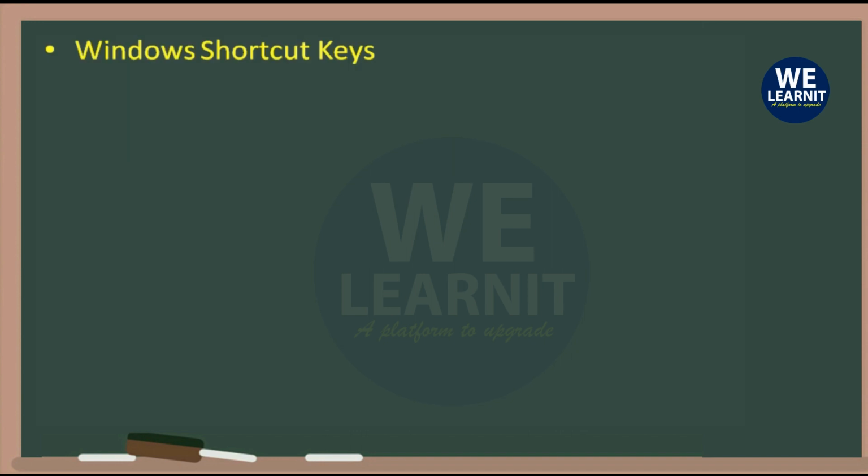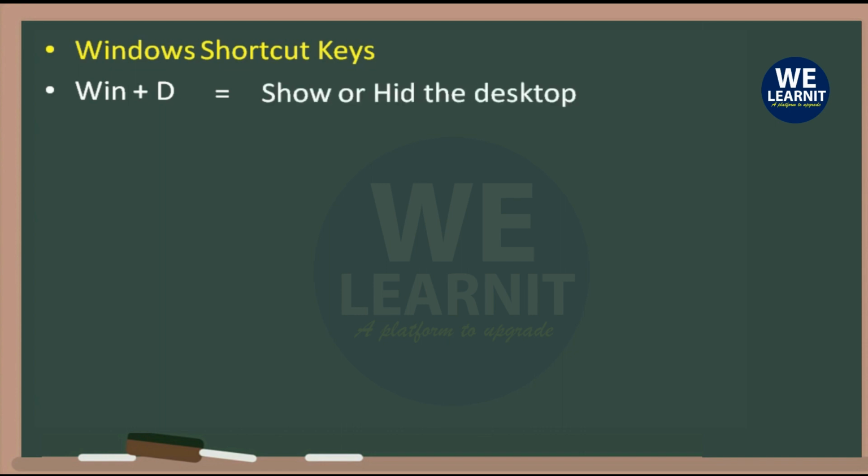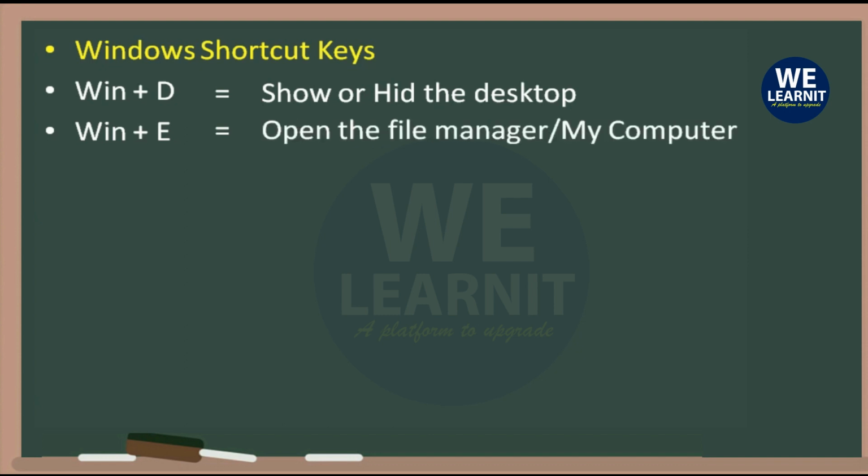The Windows shortcut keys. So let us see what kind of shortcut keys are available in this list. The one is Windows D, and this is used to show or hide our desktop. Then we have the Windows plus E. The Windows E combination of keys we can use to open the file manager or My Computer, or also I can say Windows Explorer. From here we can get into any files.